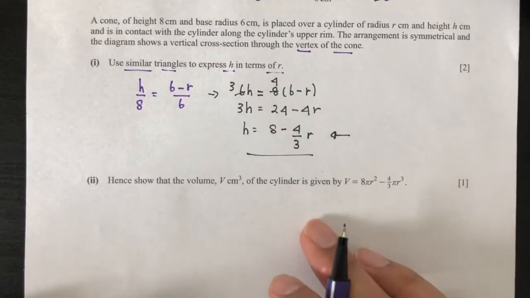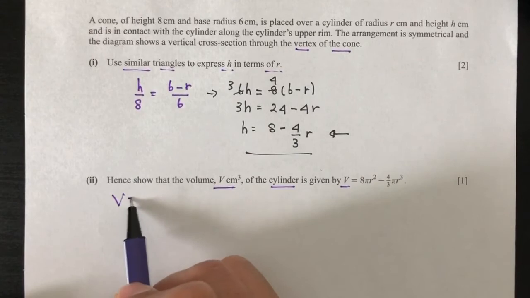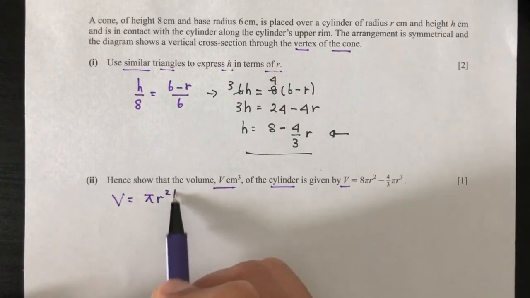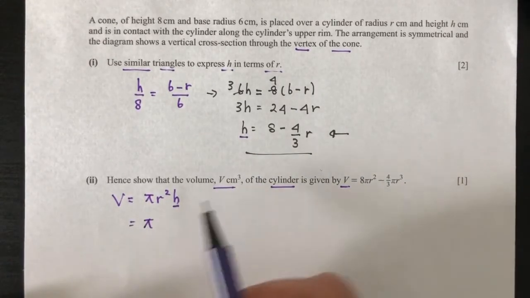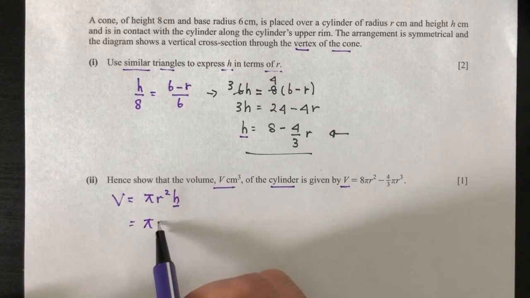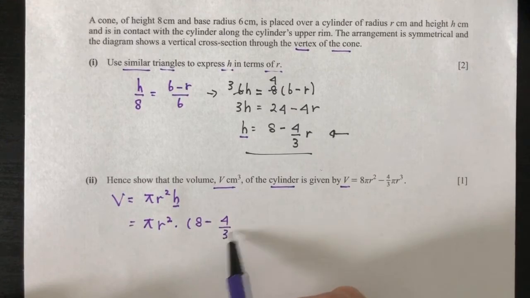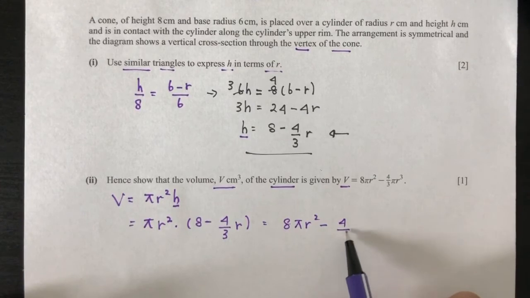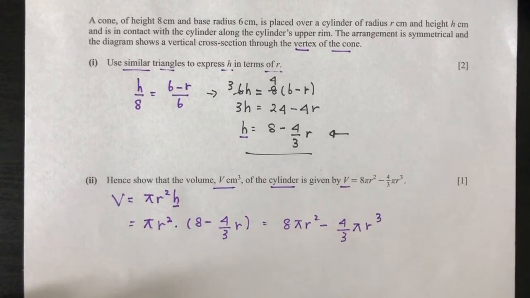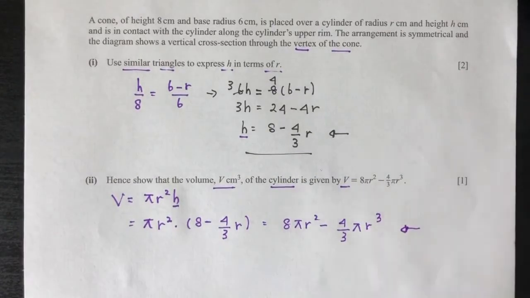Now next one is, hence show that the volume of the cylinder is given by this. As you know, volume of cylinder is pi r square h. We have to replace this h by this h. So pi is pi, r square is r square, h is 8 minus 4 over 3 r, which is 8 pi r square minus 4 over 3 pi r cube. This is shown as required. Now let's move on to the next part.